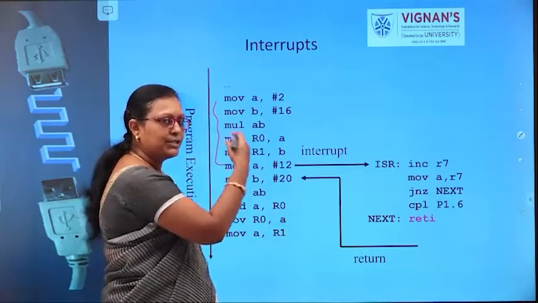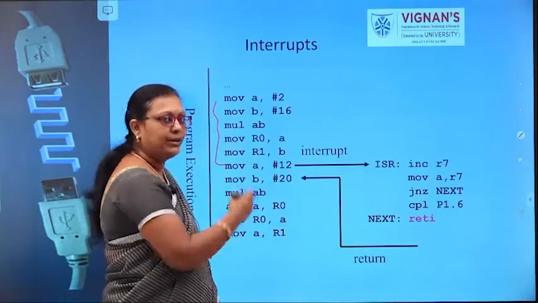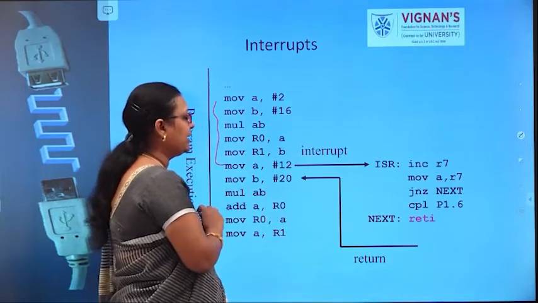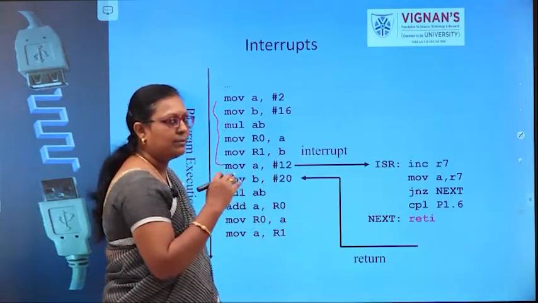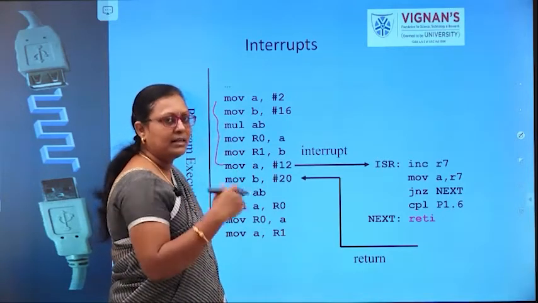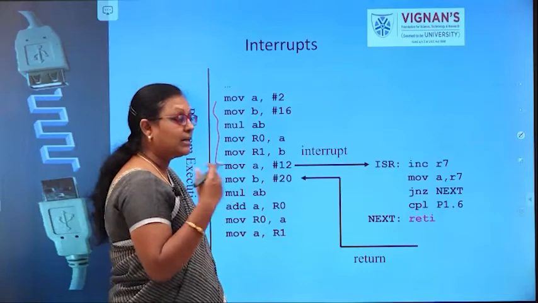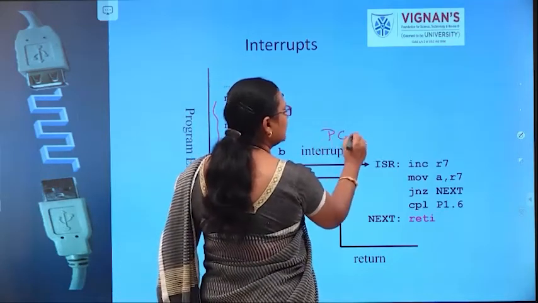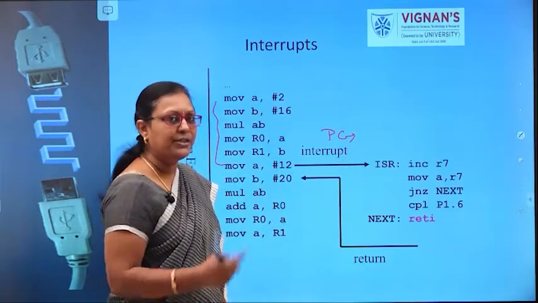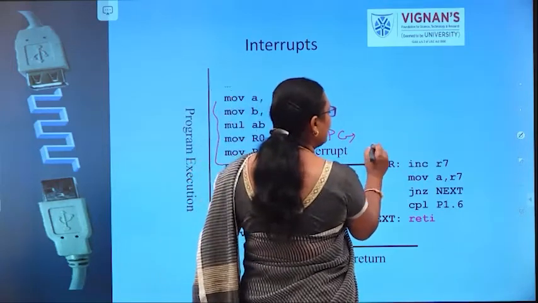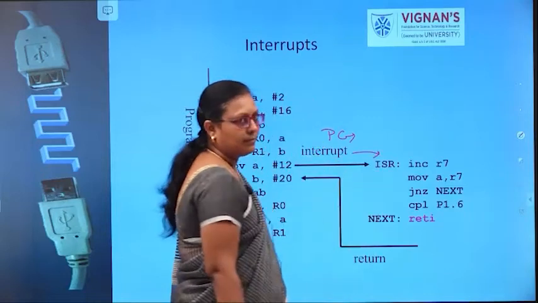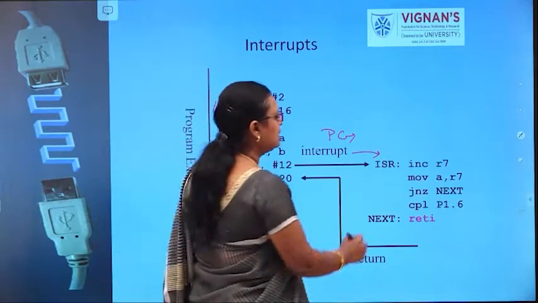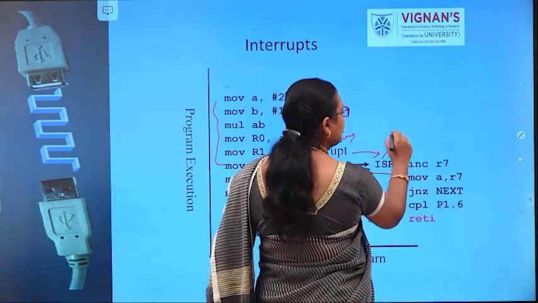See, the sum multiplication program we are executing over here. During the process, an interrupt occurs. So at that time, what will happen? Your processor stops the current processing of the main program, and the program counter changes its address to the location where your interrupt program has been stored. That is represented as ISR, that is interrupt service routine.